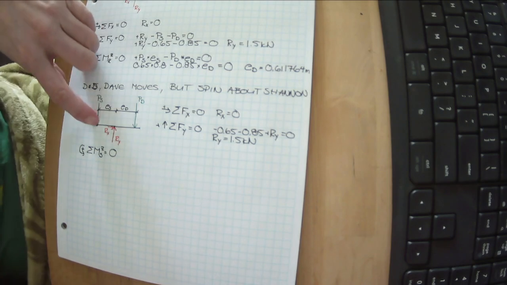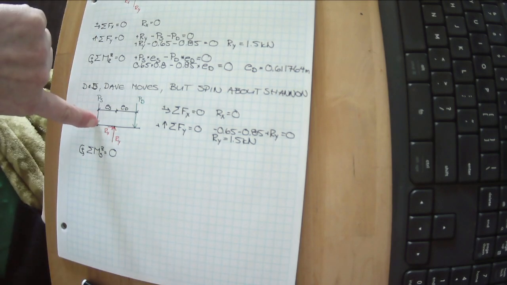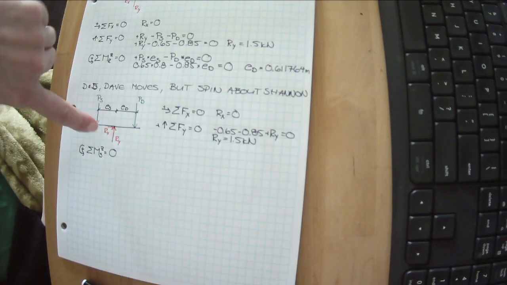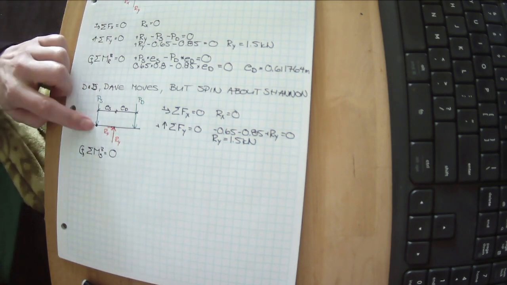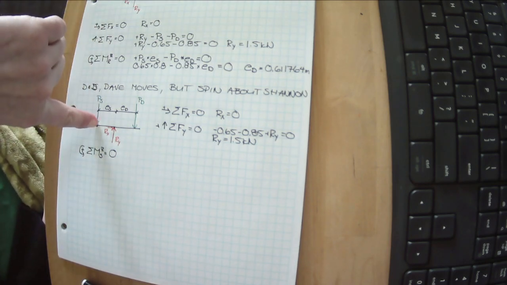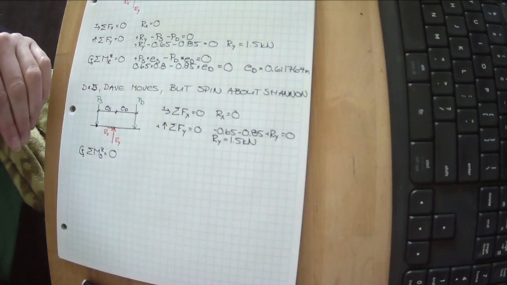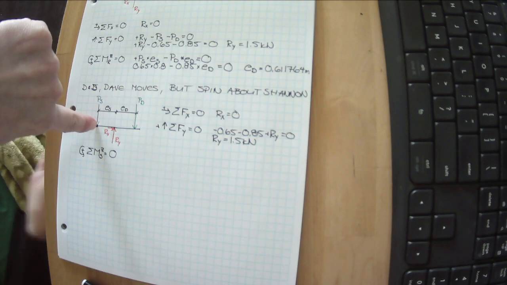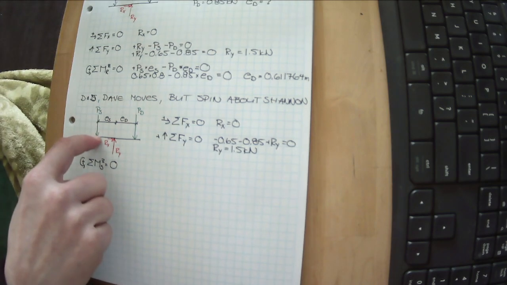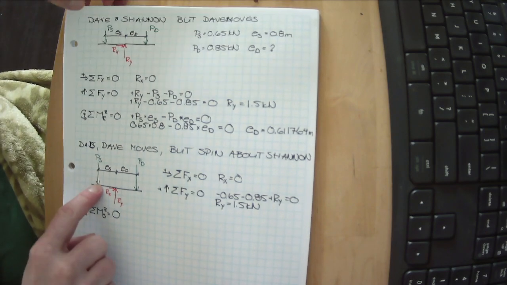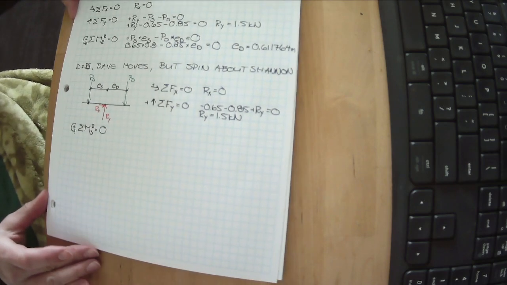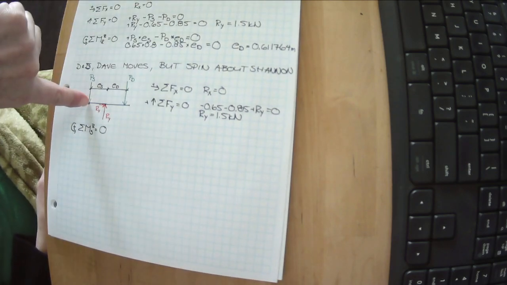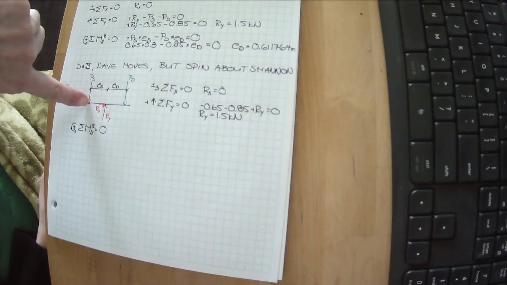So if we imagine this spinning about this point here, does Shannon cause the teeter-totter to spin about this point? Remember, you need a force and an eccentricity to cause something to spin. And I'm trying to spin it about this point. Well, if I push there, it just causes it to slide. It doesn't cause it to spin. So Shannon doesn't cause it to spin about this point.